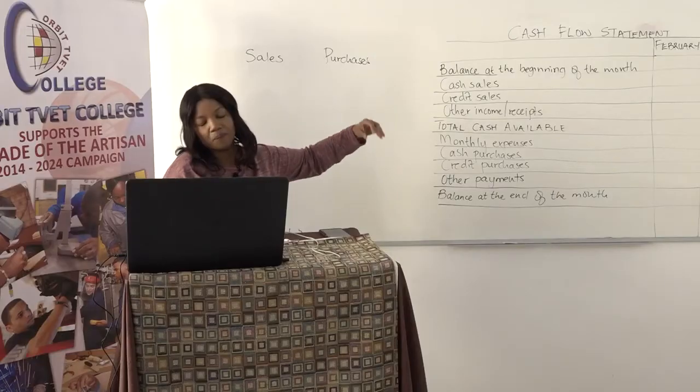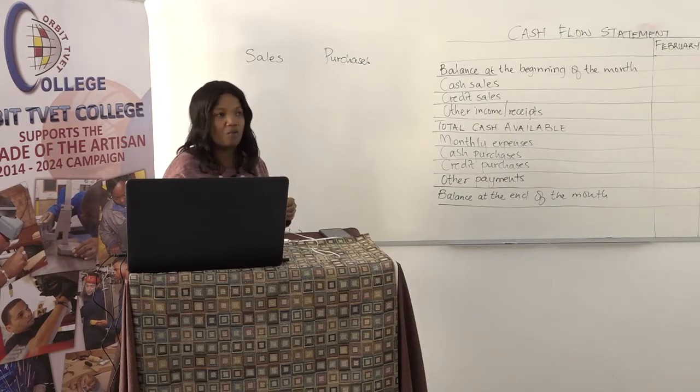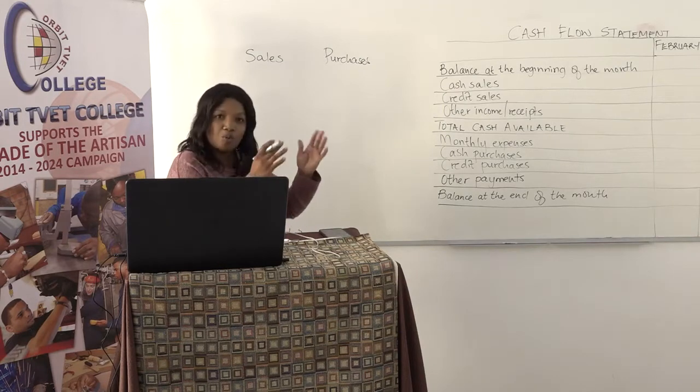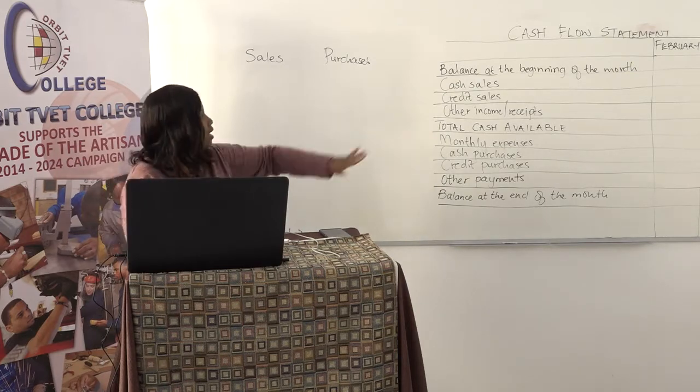The other term for favorable is debit. The other term for unfavorable is credit. Now, if they say the balance at the beginning of the month or at the end of the previous month is unfavorable, it means that we're going to put that amount in a bracket. Then we move to the receipts.